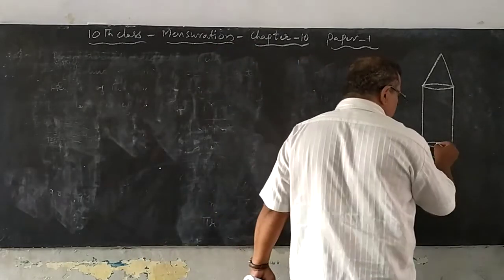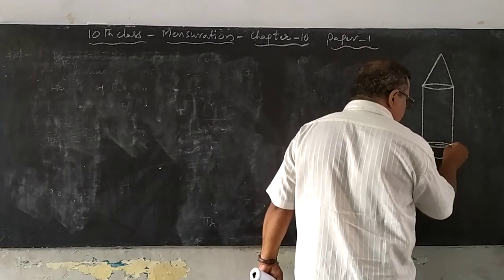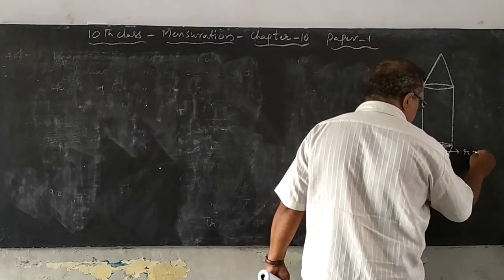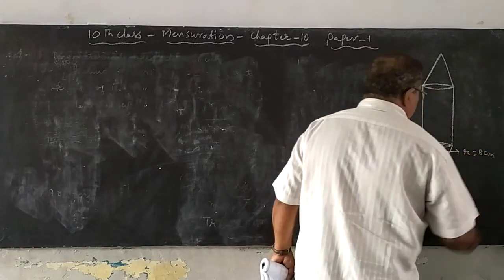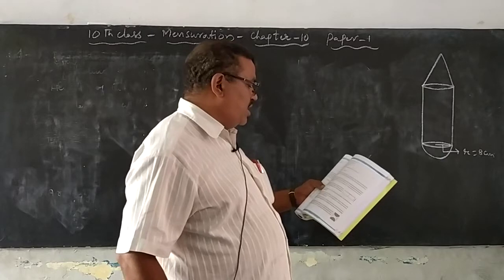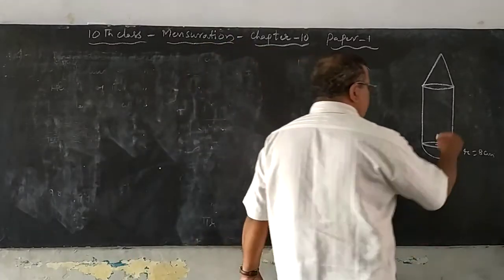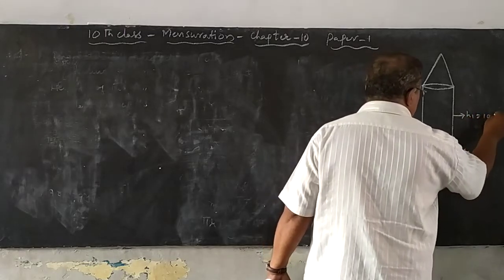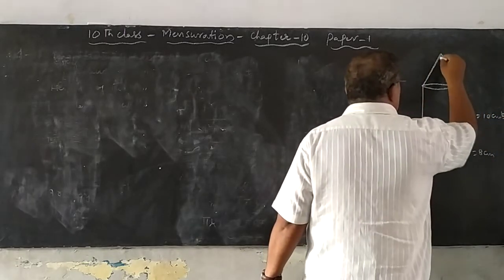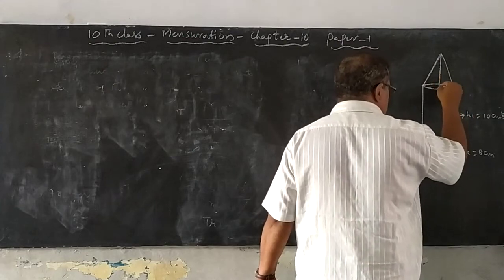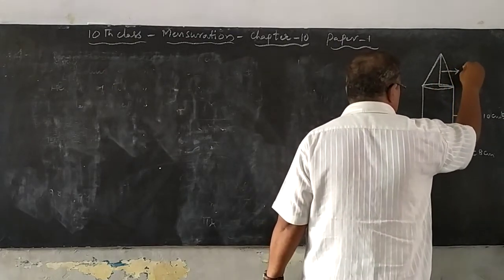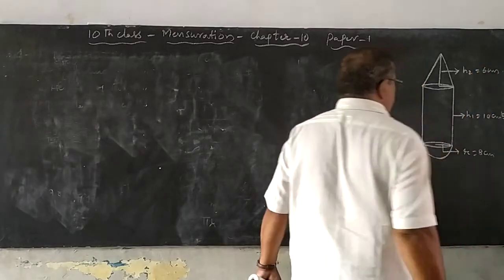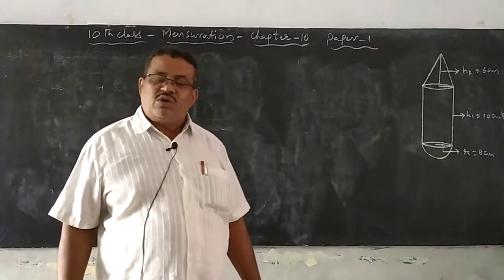Okay, what are the dimensions of the combination of objects? The common radius is 8 centimeters. This is R equal to 8 centimeters. The heights of the cylindrical and conical portions are 10 centimeters and 6 centimeters. This height is H1, 10 centimeters. This height is H2, 6 centimeters.